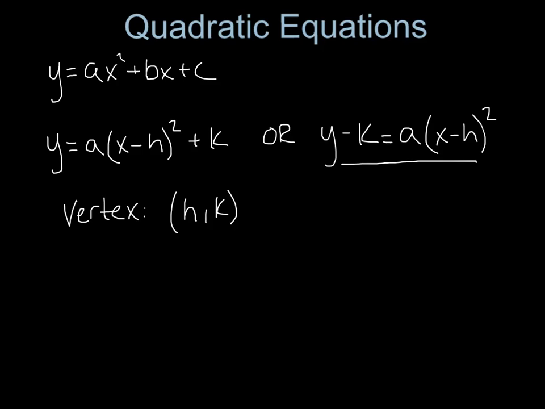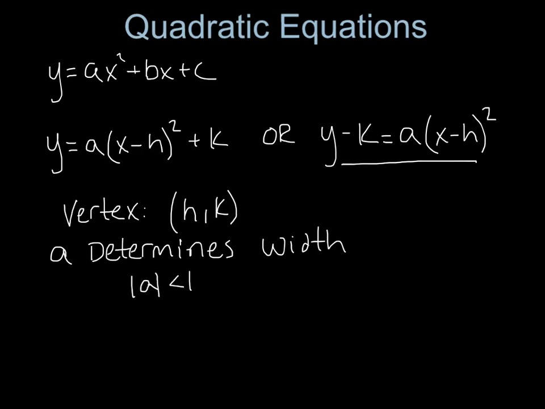The a is another important piece to this puzzle. a does two things. The a determines the width of the parabola. So if, and I'll do the absolute value here because we're going to talk about the sign of a in a second, if the absolute value of a is less than 1, so basically if we're between 0 and 1 here, we're going to get a wider parabola. And we'll see some examples of this in a second. And if a is bigger than 1, then we're going to get skinnier.